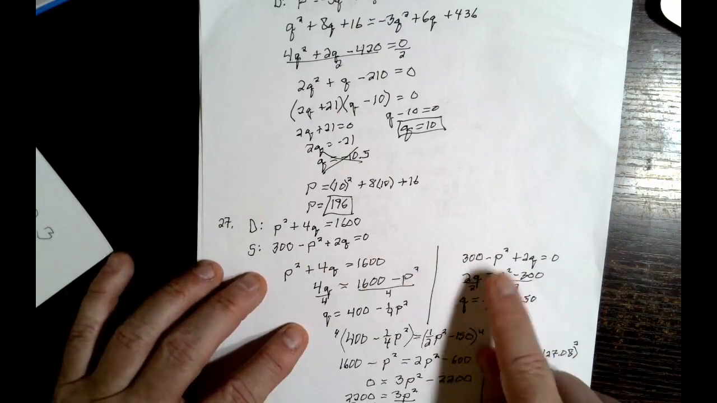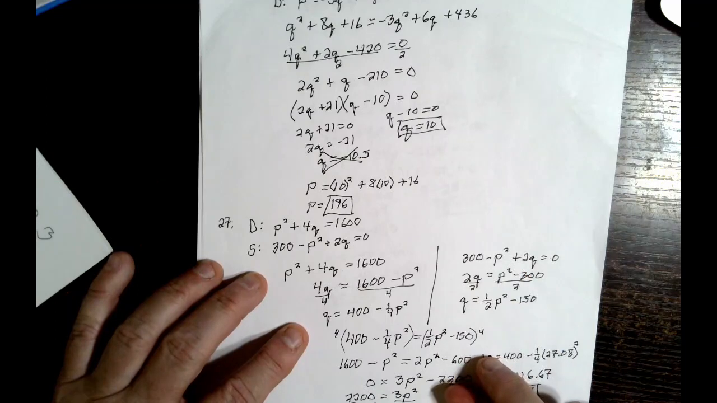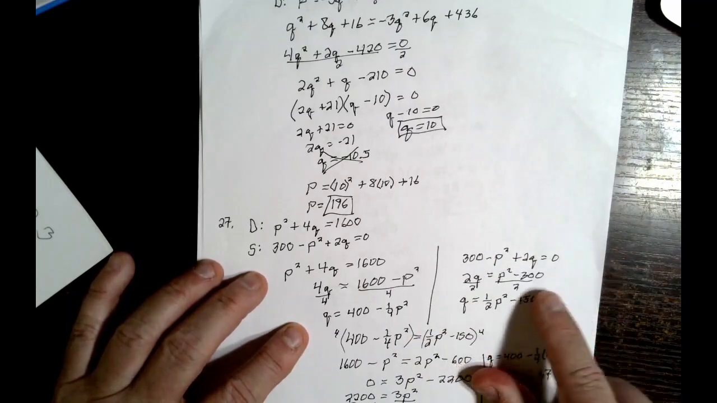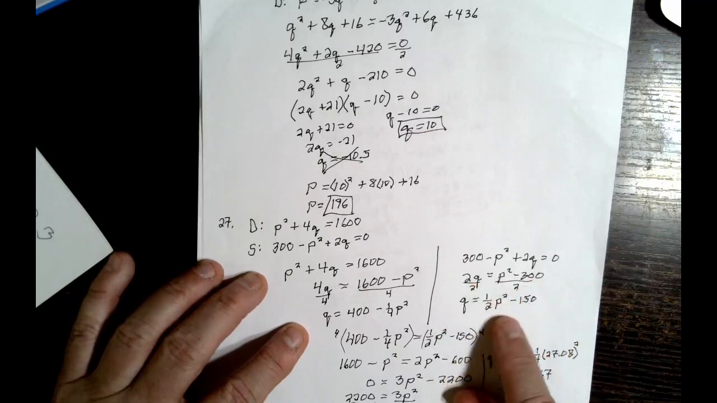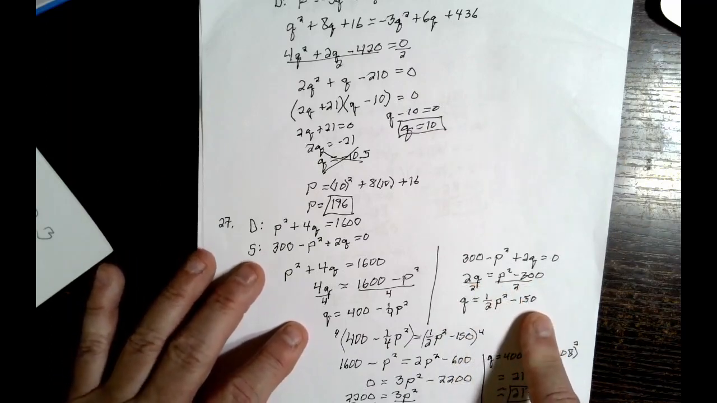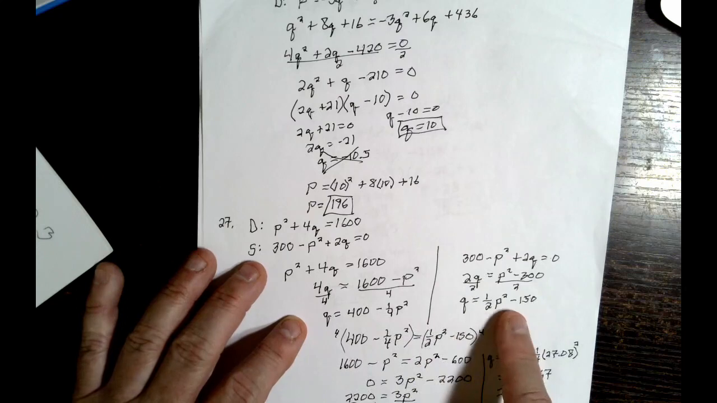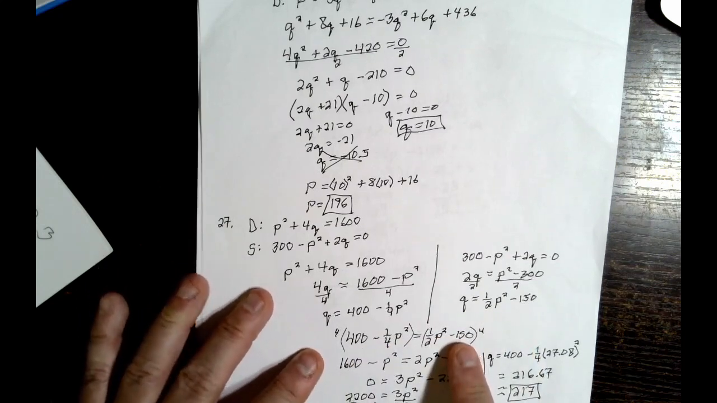And then for supply, I got this here, and I move the p and the 300 to the other side. Then I divide it by 2, and I get this guy. So now I got q equals this and q equals that. I can set them equal to each other.